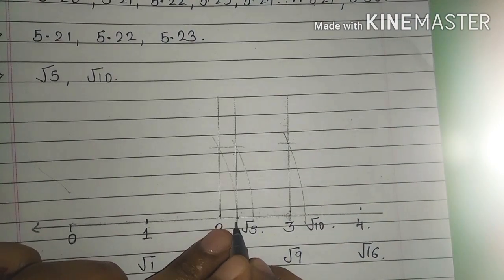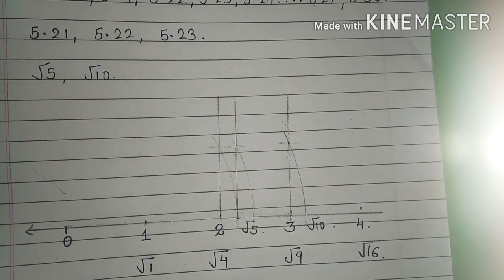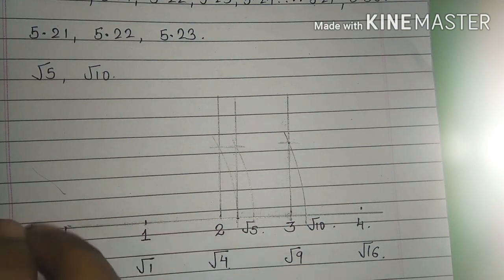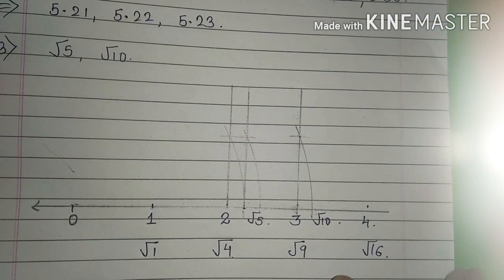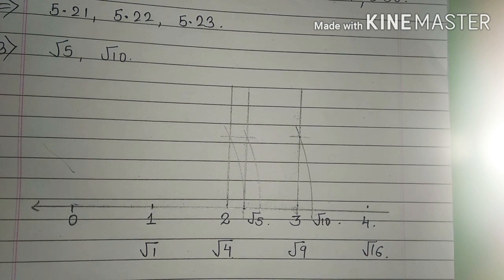Now we have shown root 5 and root 10 on this number line. In this way you can show any irrational numbers by using this method. I hope you all understood. If you have any queries, I'll clear your doubts in the doubt clearing section.